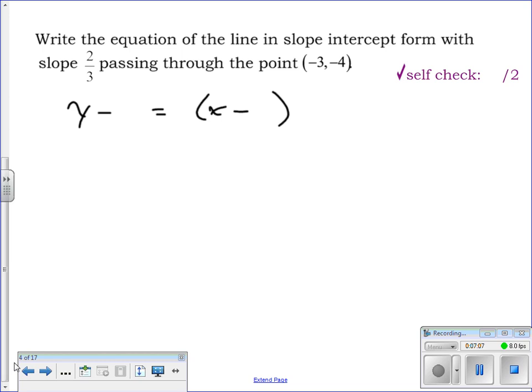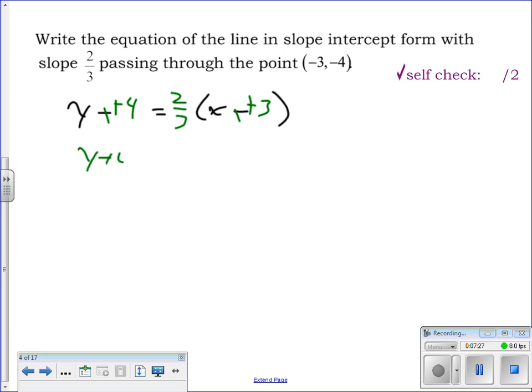Plug in the y coordinate, -4, slope 2/3, x coordinate, -3. Like I said, technically I have the equation of a line. However, it's incomplete because they want a specific form. So I need to rearrange it, make the double negatives positives.